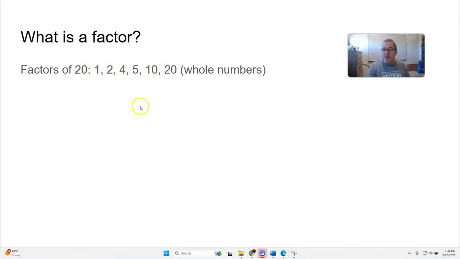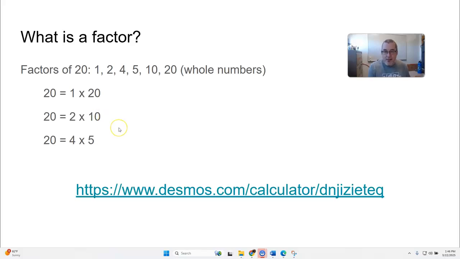Why are they factors? Because 20 is 1 times 20. So 1 and 20 are factors of 20, we say. Or 2 and 10 are factors of 20 because the product of 2 times 10 is 20, 4 times 5, etc. But these are the whole number factors. There are also non-whole number factors. There are numbers that you can multiply to obtain 20 that are not whole numbers.